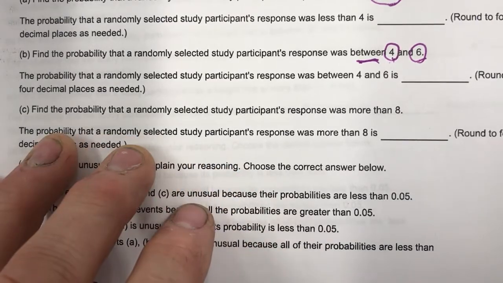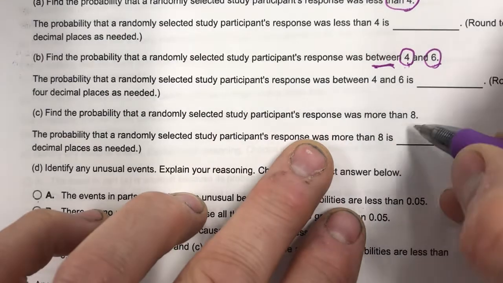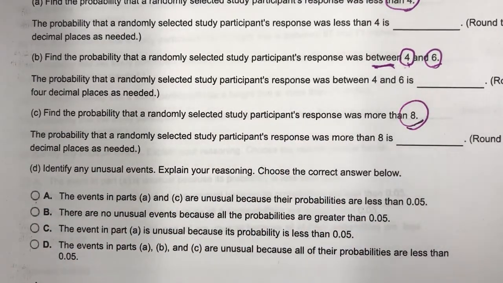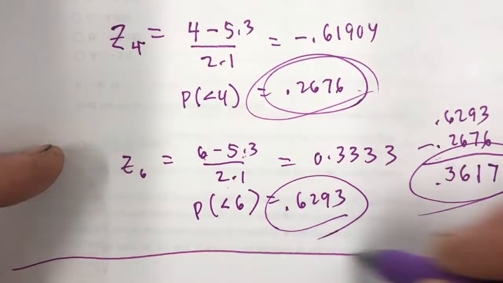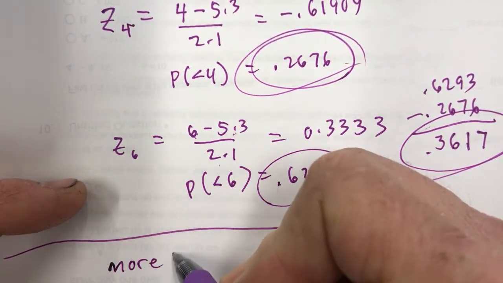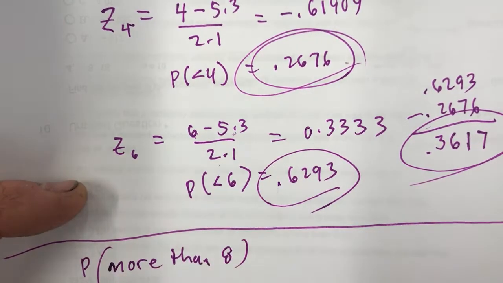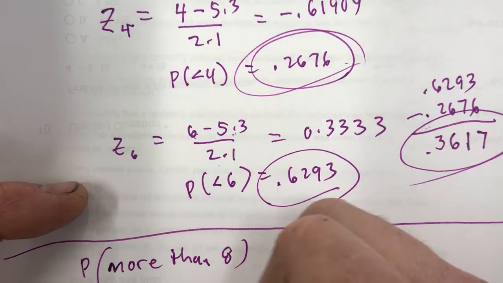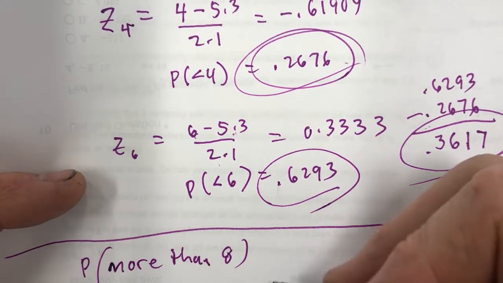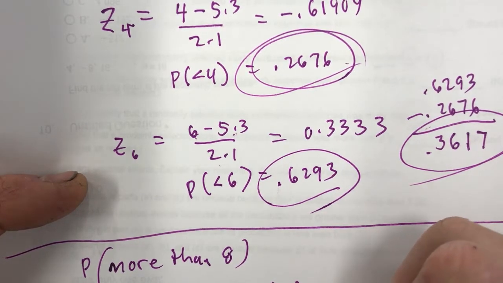Now part C here. Find the probability that a randomly selected study participant's response was more than 8. Remember now, more than 8, I look up on the table and I got to subtract it from 1. So I want the probability of more than 8. Let's find our z-score of 8. So it's going to be 8 minus mu, which is 5.3, divided by standard deviation, which is 2.1.